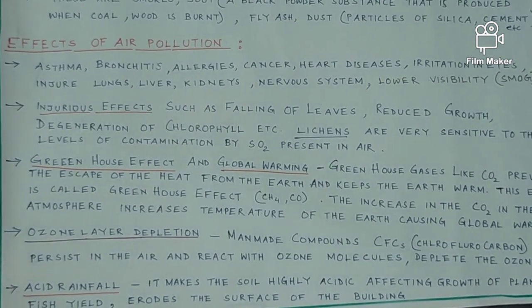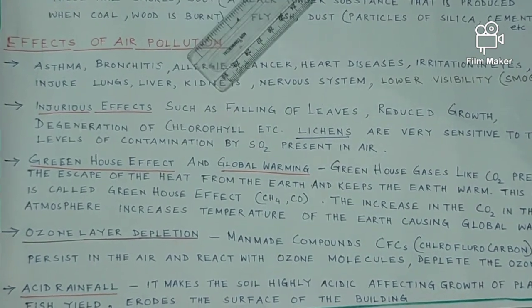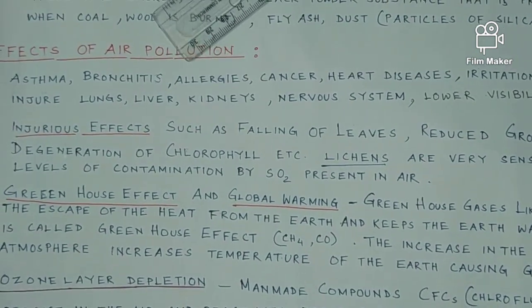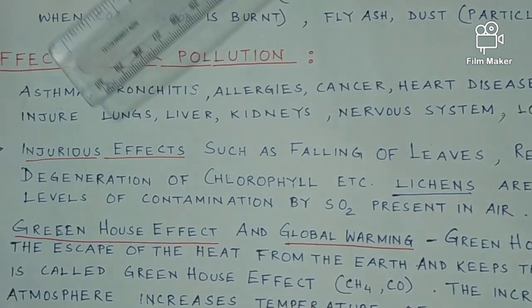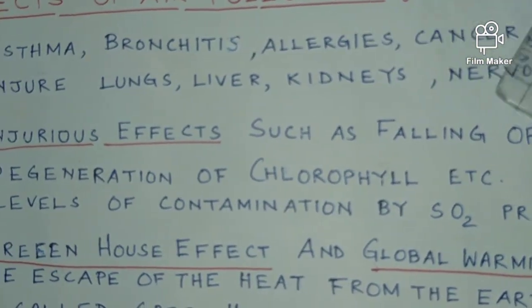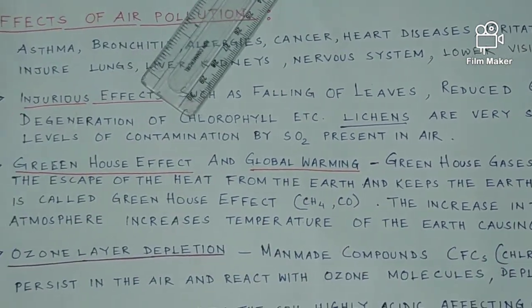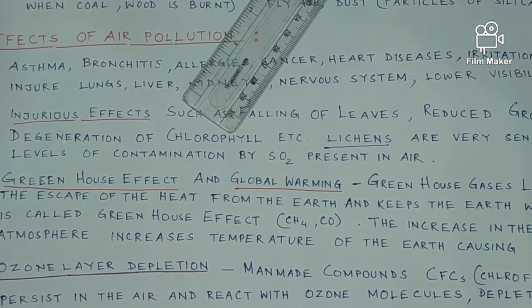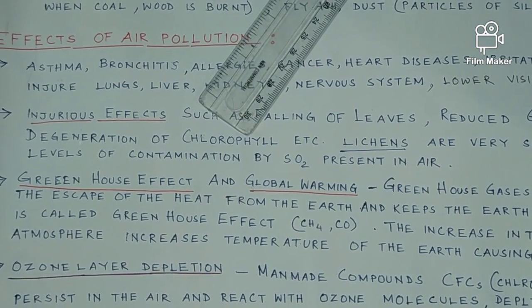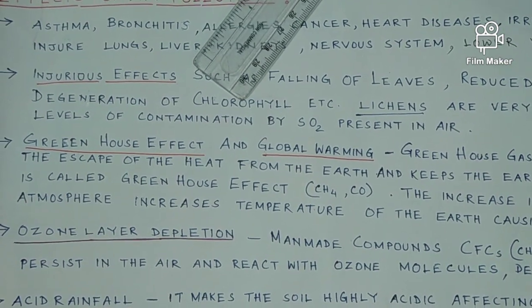Now come to the injurious effects due to air pollution on the plants. Plants are also affected due to air pollution. Various effects have been seen in plants. For example, falling of the leaves, reduced growth, then degeneration of the chlorophyll. Chlorophyll, even if it is produced, will be degenerated. It will be lost due to air pollution.